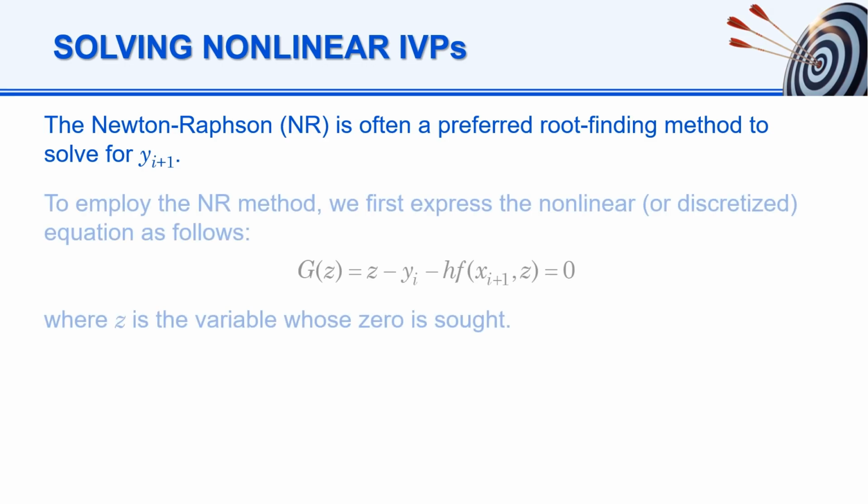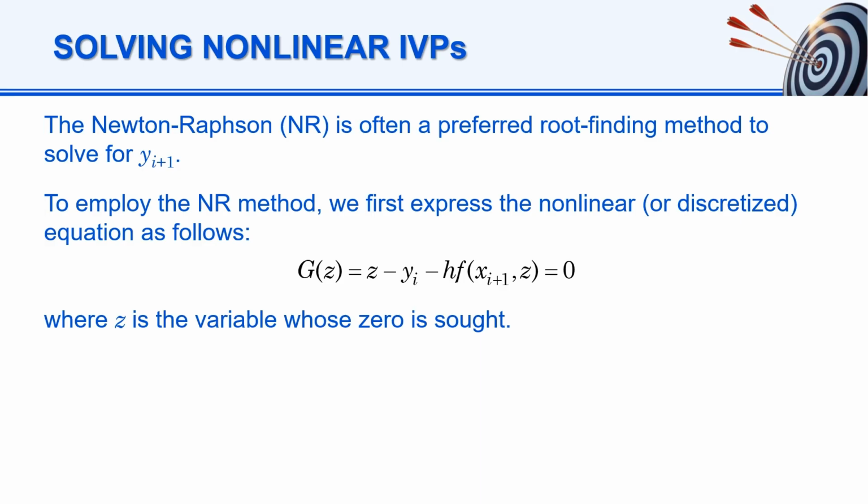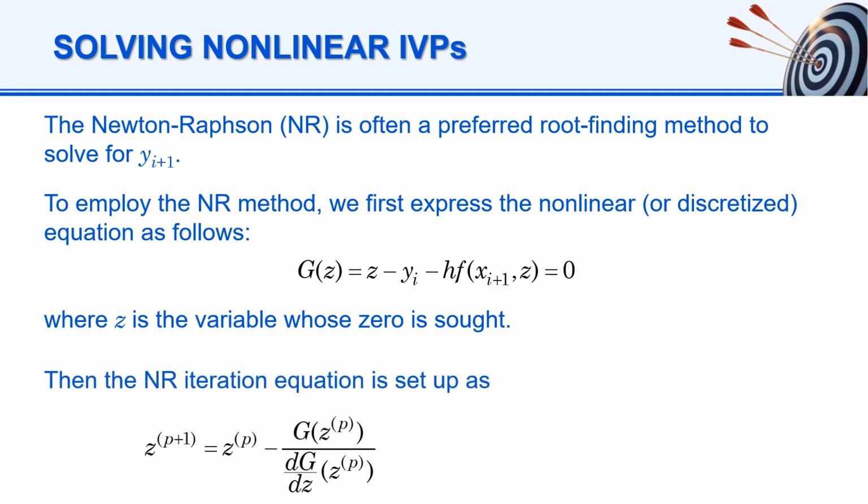To employ the NR method, we first express the nonlinear, or discretized, equation as follows, where z is the variable whose zero is sought. Then the Newton-Raphson iteration equation is set up as follows.